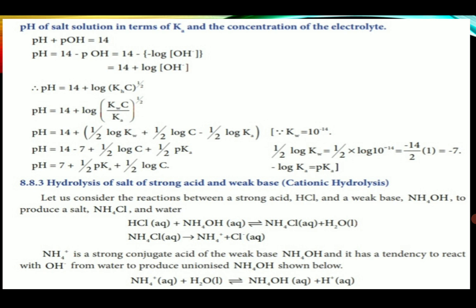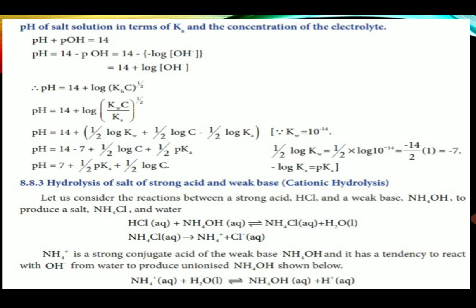Therefore pH is equal to 14 plus log of hydroxyl ion concentration. According to Ostwald's dilution law, we get the square root of KH C, so we have the power of half. So pH is equal to 14 plus log of KH C to the power half. KH can be written as KW by Ka. Substituting that value we get log of KW C divided by Ka, the whole to the power of half.